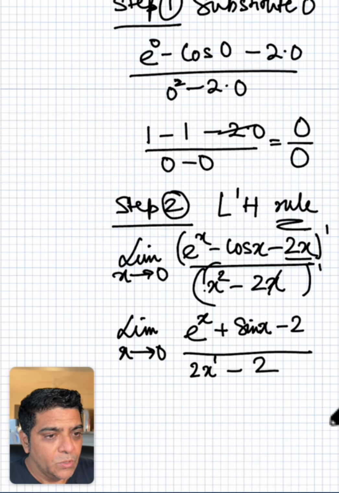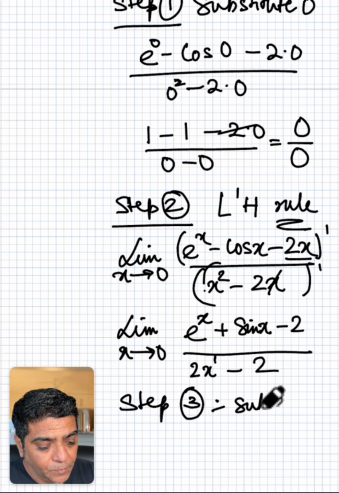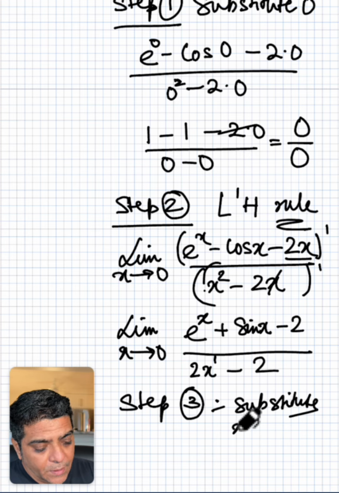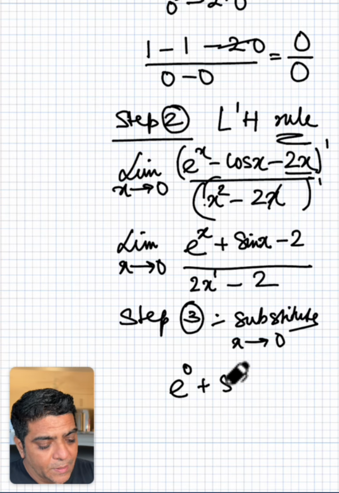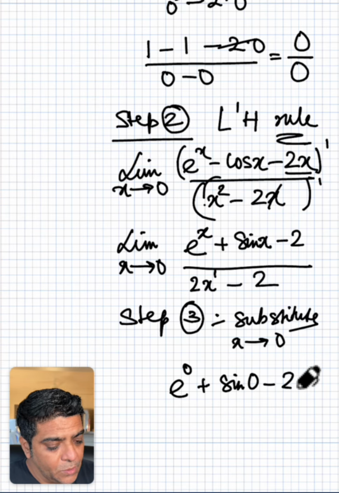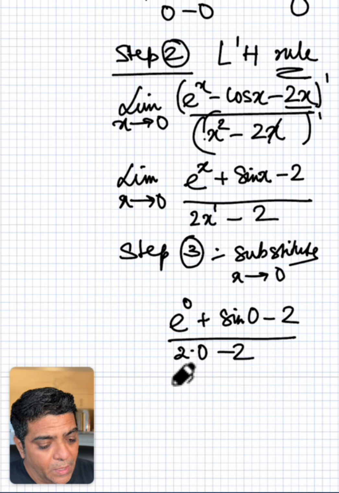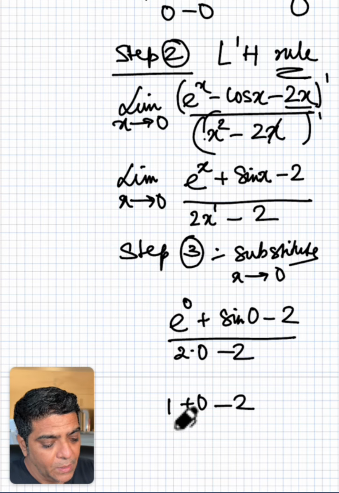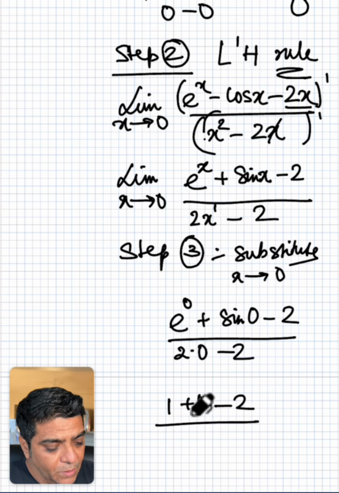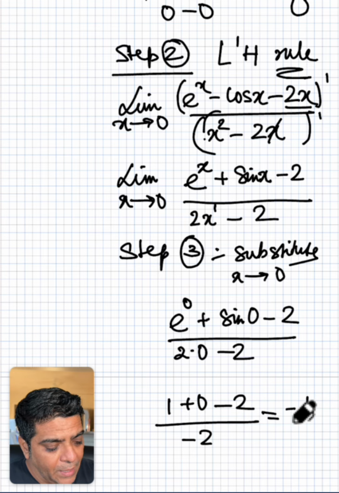Okay, so let's go ahead and substitute now. As x approaches 0, substitute 0: e to the power of 0 plus sine 0 minus 2, divided by 2 times 0 minus 2. Now let's clean this up. e to the power of 0 is 1, plus sine of 0 is 0, minus 2, and in the denominator 2 times 0 is 0, minus 2. So we have 1 minus 2, which is negative 1, and in the denominator we have negative 2.